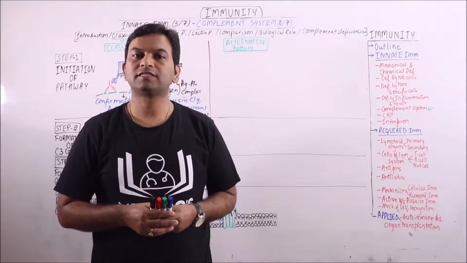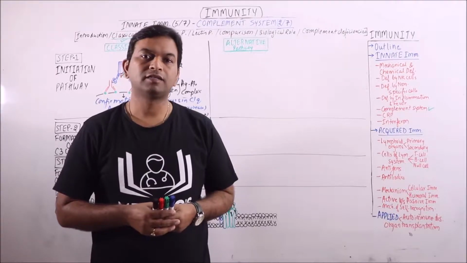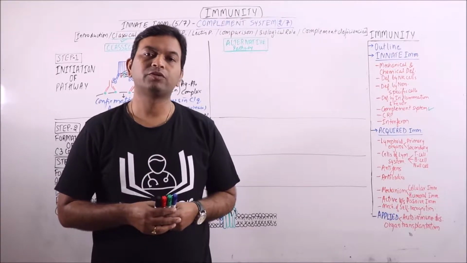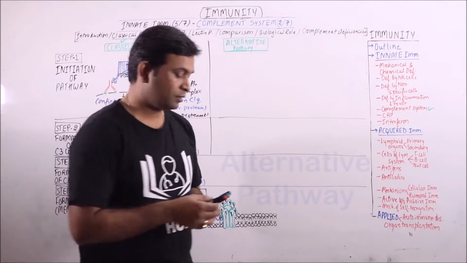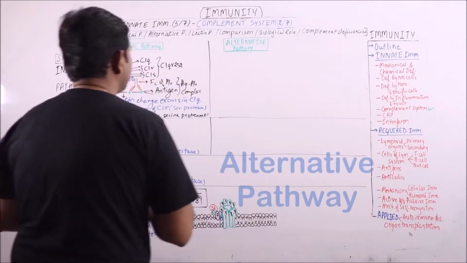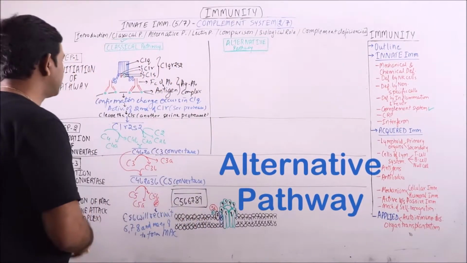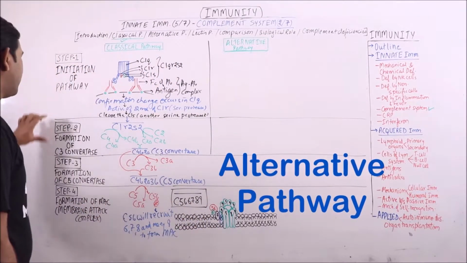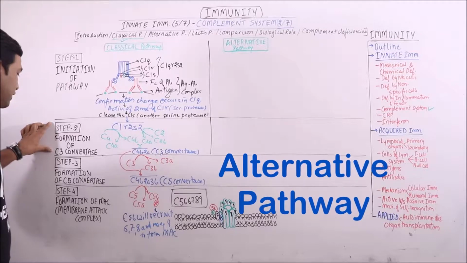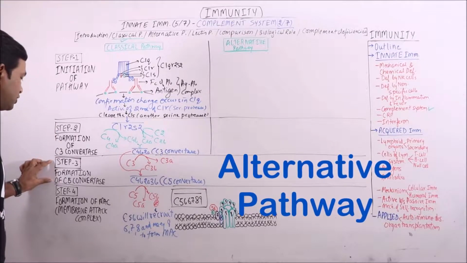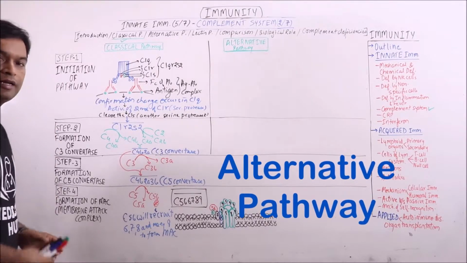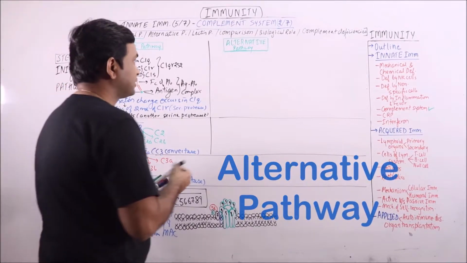This is a series of lectures on the complement system, and in the third video on the complement system I am going to discuss the alternative pathway. Again, there will be 4 steps in which it will be discussed. First one is initiation of the pathway, then formation of C3 convertase, then step 3 is formation of C5 convertase, and finally the formation of the membrane attack complex.